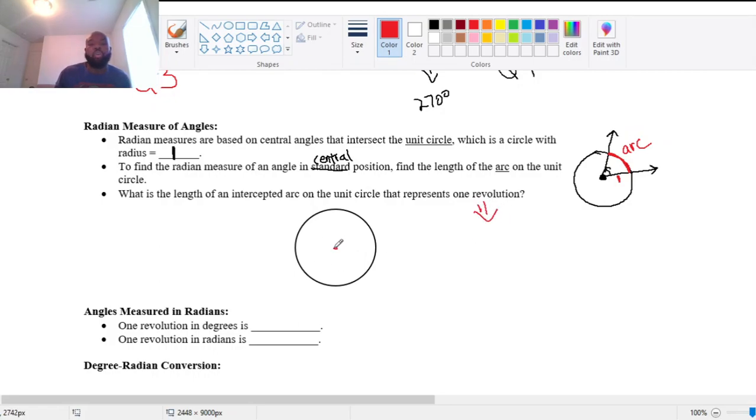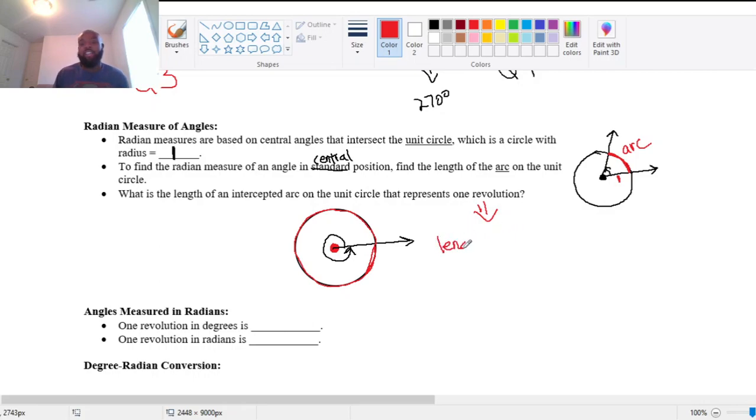If we have our unit circle here, that means our center is here. Let's say that this is our initial side of our angle that is going to represent one revolution. Then our one revolution would be like this. And our radian measure is the length of the arc on the unit circle that's intercepted by that angle. Well, the length of that arc is this full circle here, right?